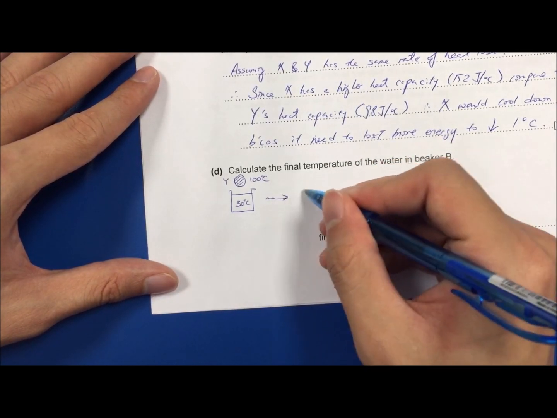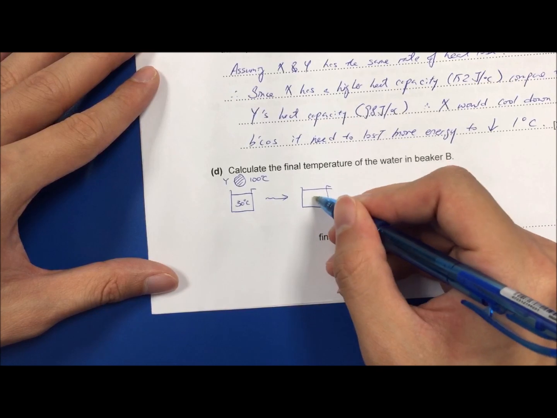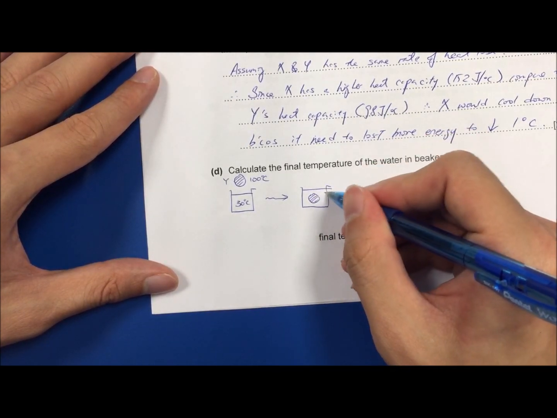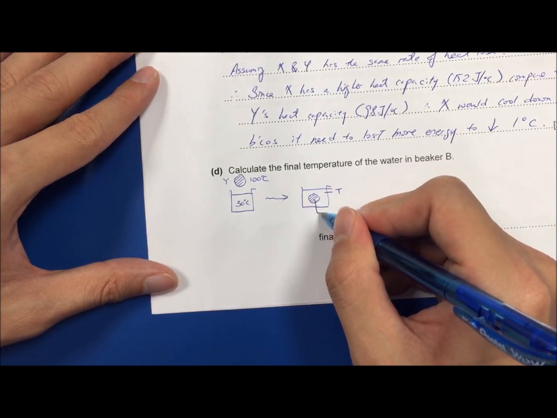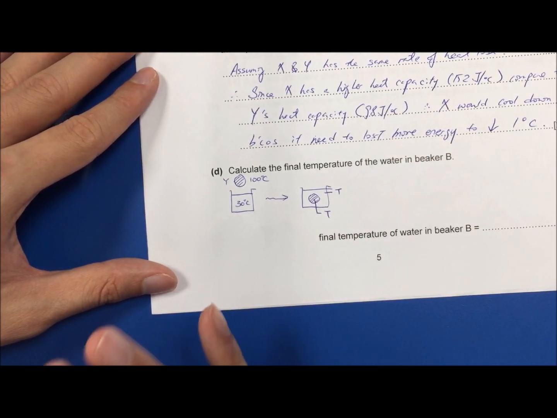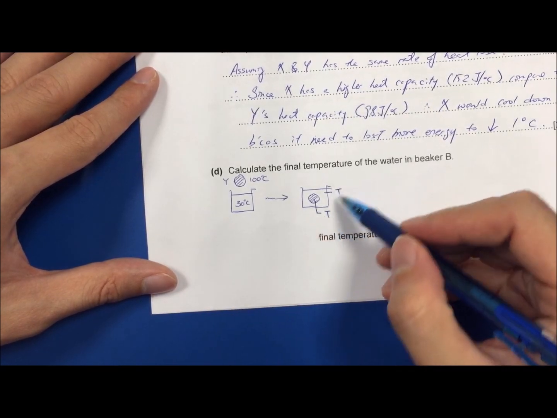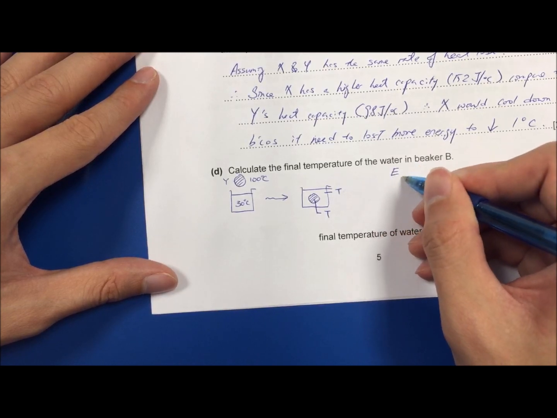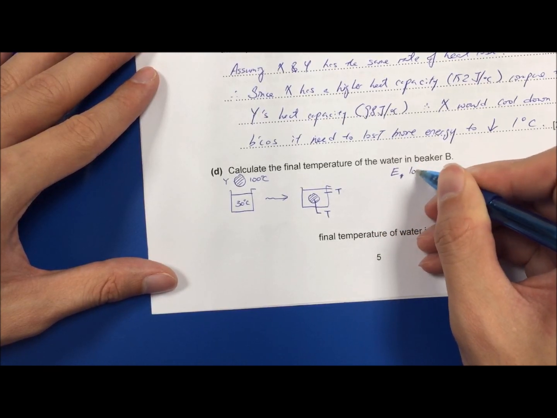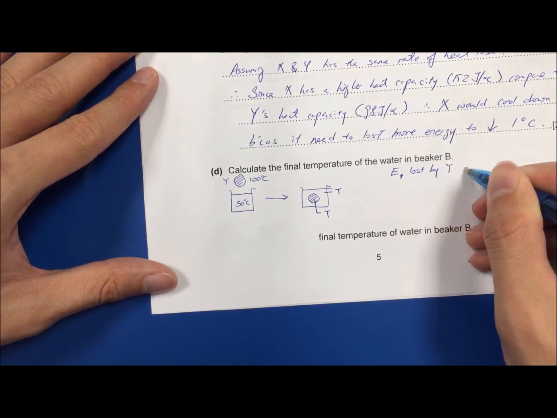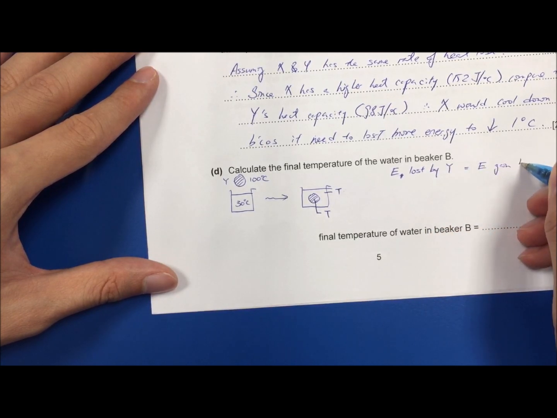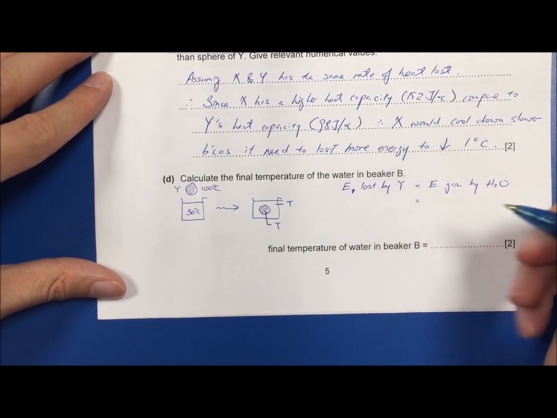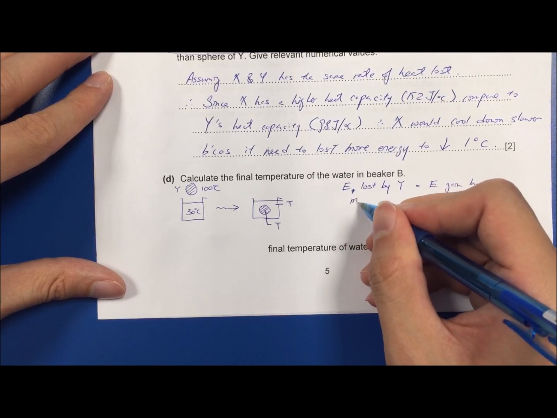So what happens after they are put together? Eventually they will reach thermal equilibrium, meaning they become the same temperature. The water will become temperature T, the sphere will become temperature T, but we do not know this value, and that is what we want to find out. So use your energy equation: the energy lost by sphere Y must equal the energy gained by the water. Once you have that, use mc delta theta.